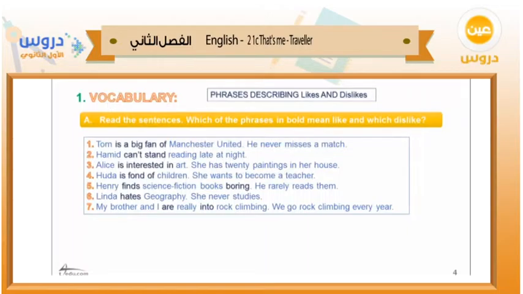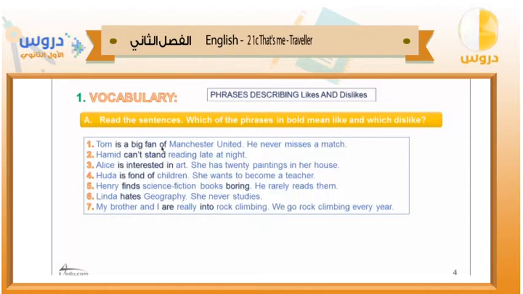Okay, vocabulary 1. Phrases describing likes and dislikes. Now look at these sentences. Which of the phrases in bold mean like and which dislike? Now look at these sentences here. Which one of them is like and which one of them is dislike? Let's read it together.